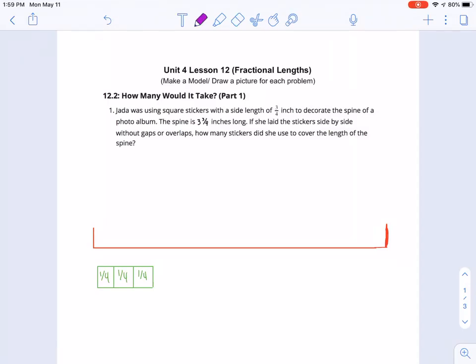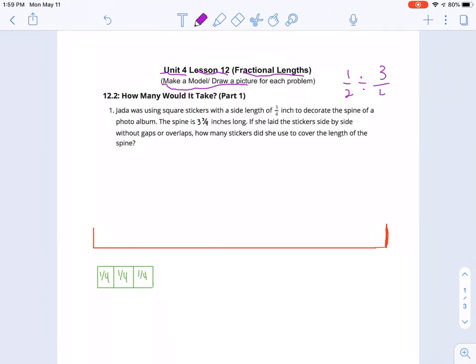Hello everybody, welcome. Today you're going to be working on unit number 4, lesson 12, fractional lengths. So today you're going to be solving word problems that include fractions and fractions that need to be divided. You're going to be solving these by creating pictures or models. And also, I'm hoping that after you do this, you can put the fraction into an algorithm type of situation.